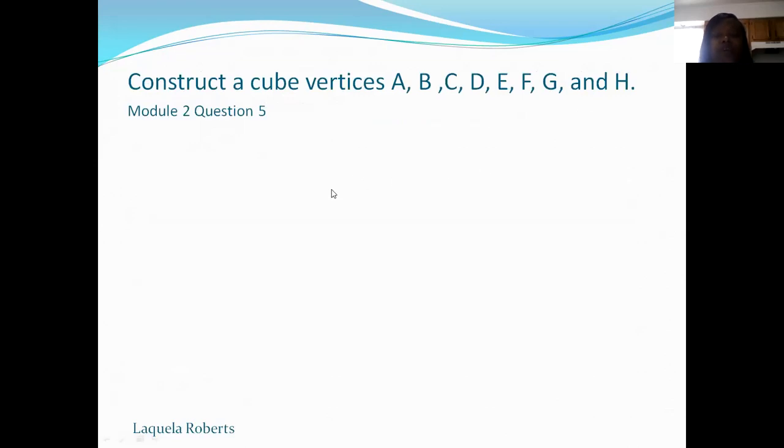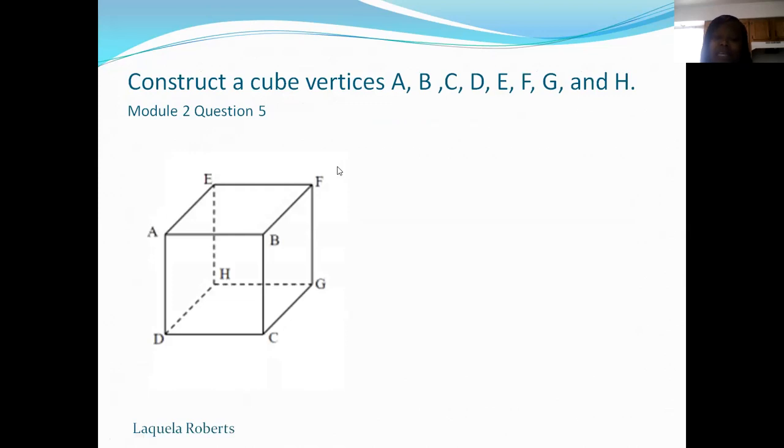We're going to construct a cube with vertices A, B, C, D, E, F, G, and H. Of course, here's our cube, and we have every letter here, and it's showing us, okay? So as you can see, our line is going to each side, right? So that is going to be our DEGH that we're looking for in this problem.